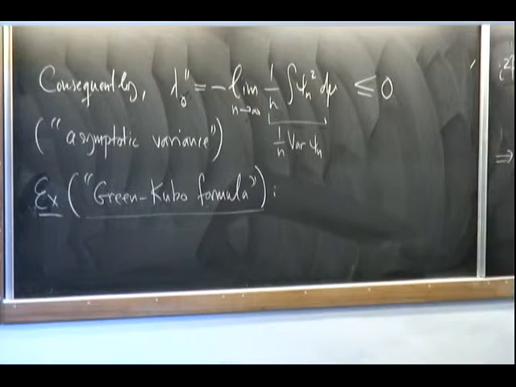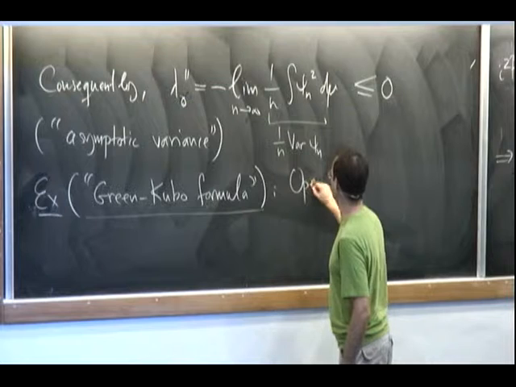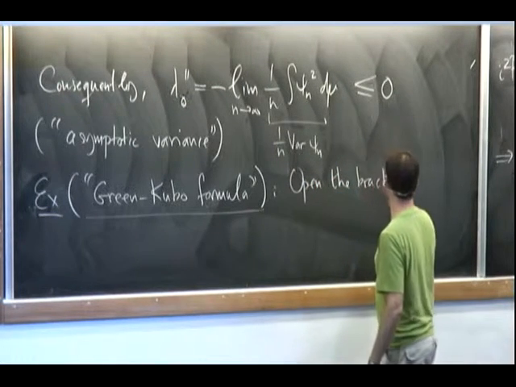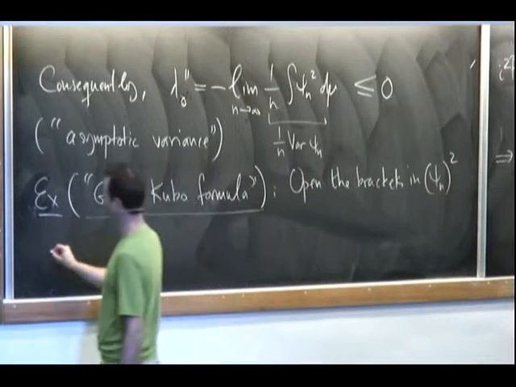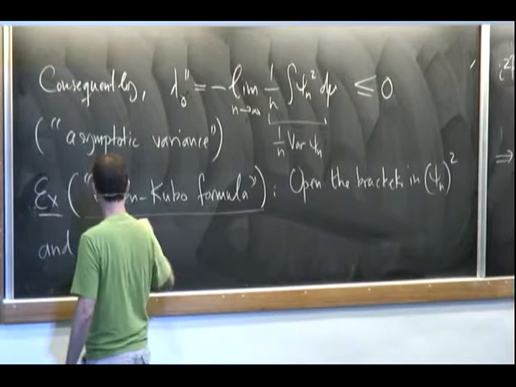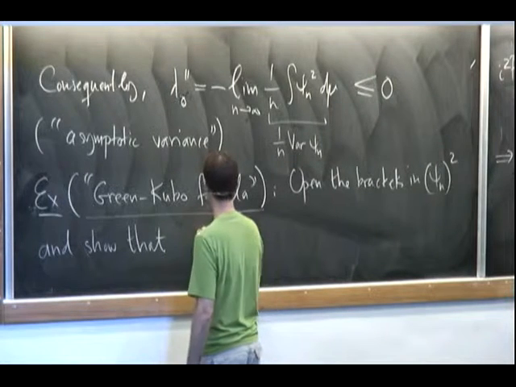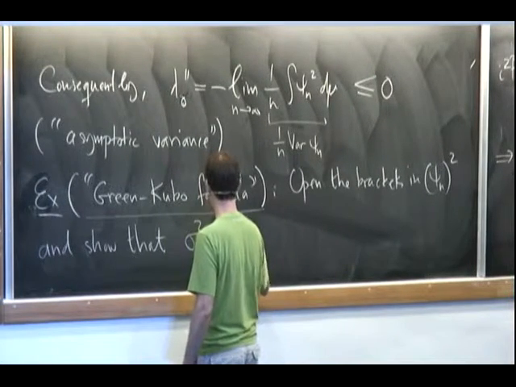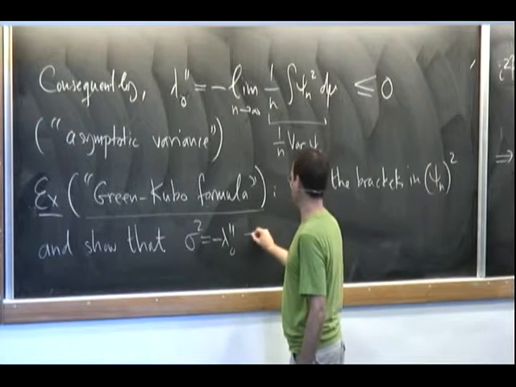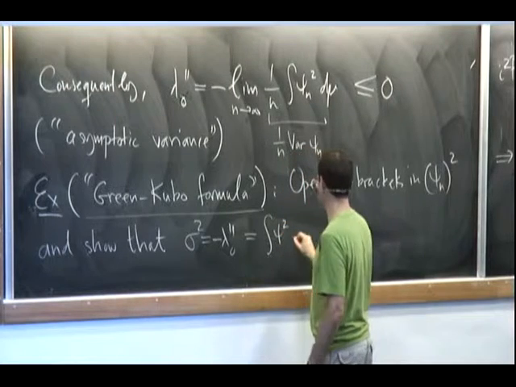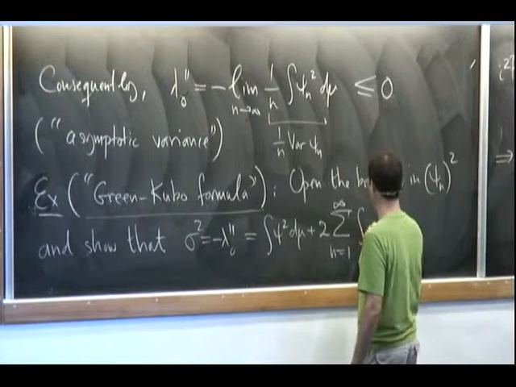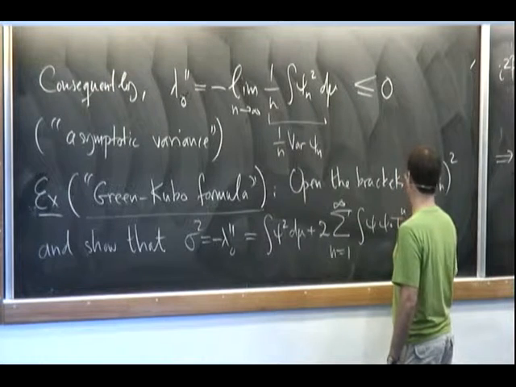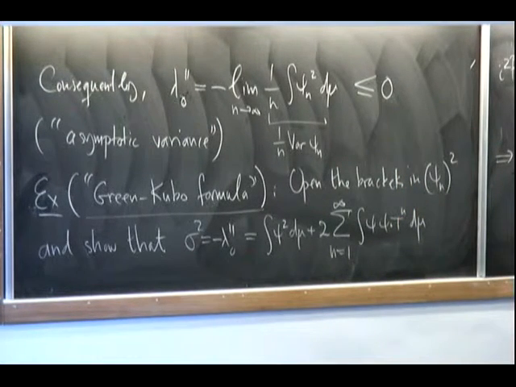So the exercise is to prove this formula, and basically what you have to do is open the brackets in C n squared and show that sigma squared, which is minus lambda naught double prime, is the integral of psi squared plus twice the infinite sum of the integral of psi times psi composed with T to the n. You have to open the brackets and use measure preservation, you get it.